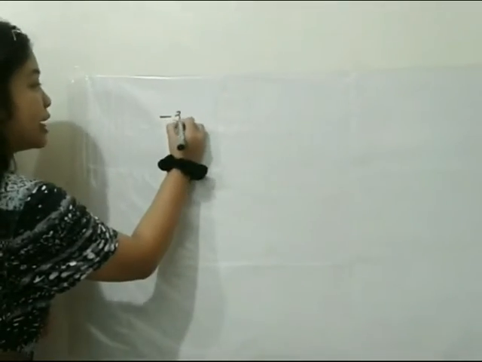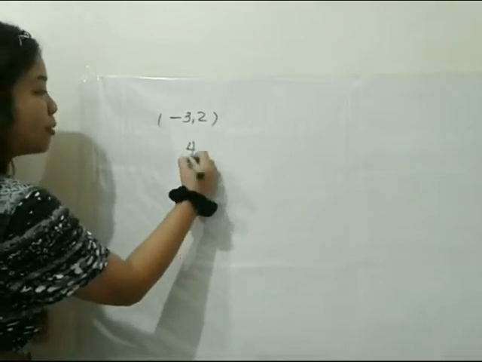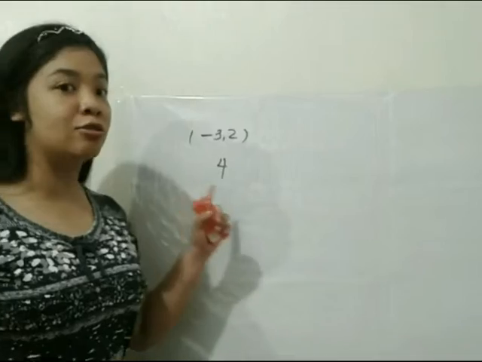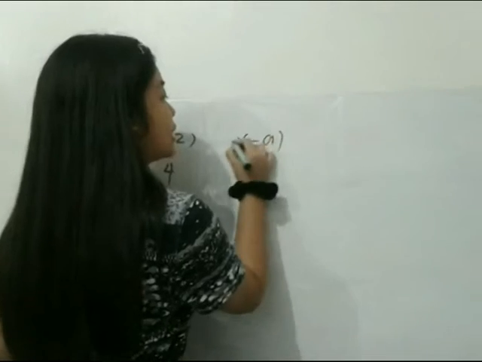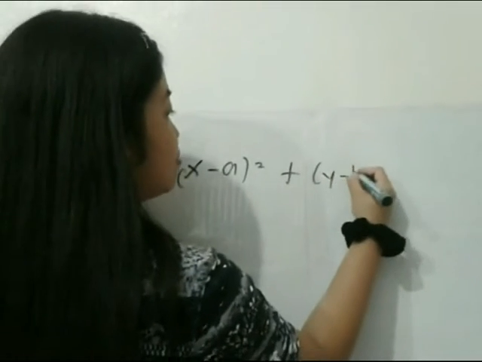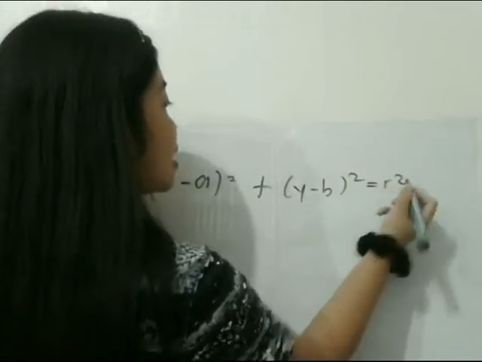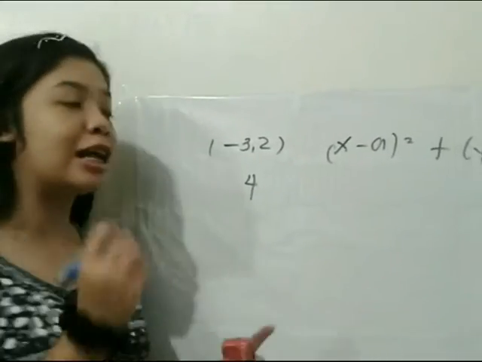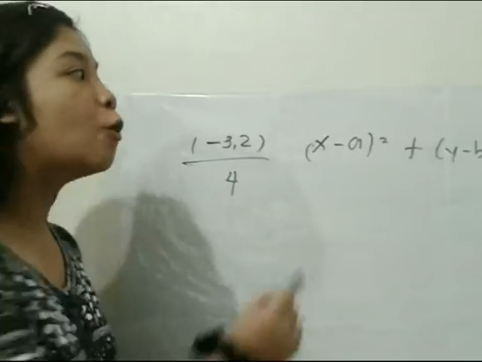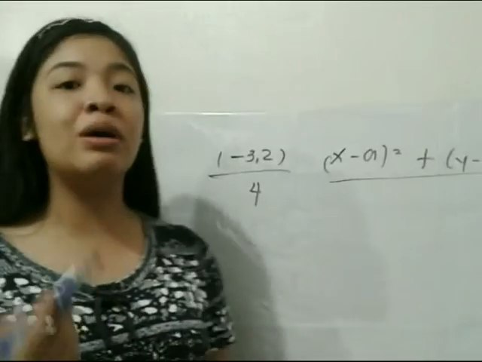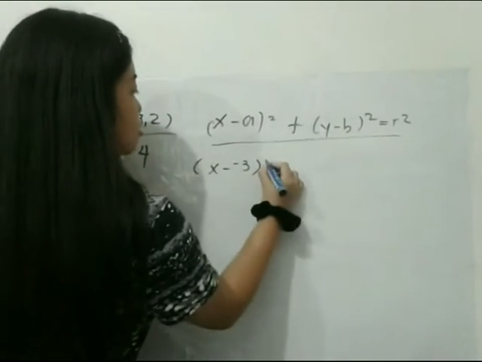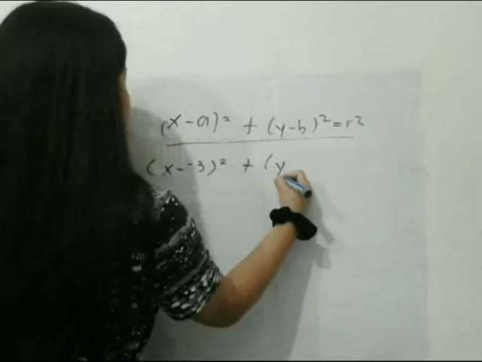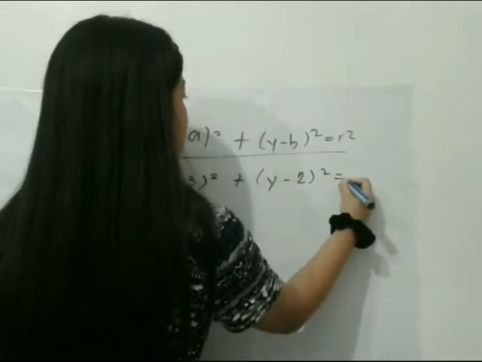Say that the center of the circle is at (-3, 2), and the radius is 4. We will transform this into a standard form using, of course, the formula (x minus a) quantity squared plus (y minus b) quantity squared is equal to r squared, because like what I've told you before, when the center of the circle is not at the origin, we will use this formula. So we will now substitute the values. (x minus -3) quantity squared plus (y minus 2) squared is equal to 4.